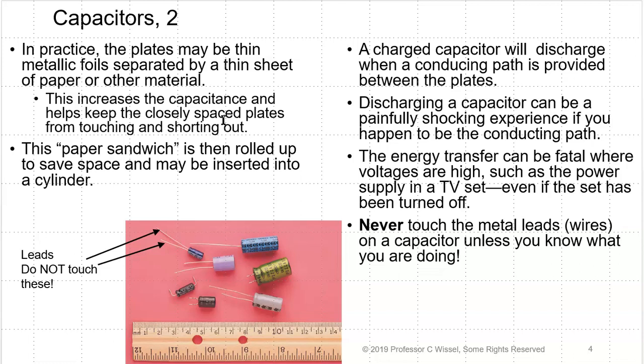Never touch the metal leads or wires of a capacitor unless you know what you're doing. Don't put your fingers inside of any of the old TV sets or any large amplifier. Don't do that. These are the leads here. These are capacitors. Never touch these. If you don't know what you're doing, these can literally knock you on your butt or worse. So don't do it. Don't touch these things. Don't reach into electronics you don't understand.